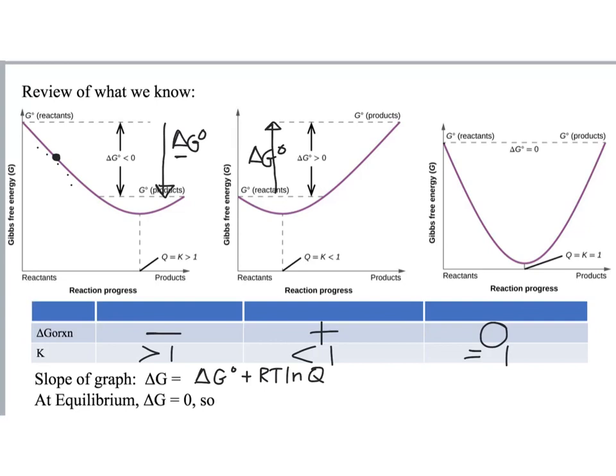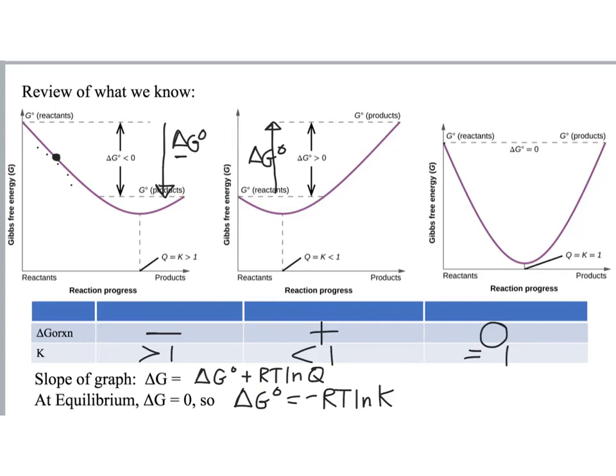And we use Q because it's some point on the graph that's not that dip. We're going to use the Q expression because we're not at equilibrium. At equilibrium, this point right here, the slope of the graph would be 0, so that expression becomes delta G naught equals negative RT ln of K. And that gave us a way to relate Gibbs free energy to the equilibrium constant for any chemical equation.